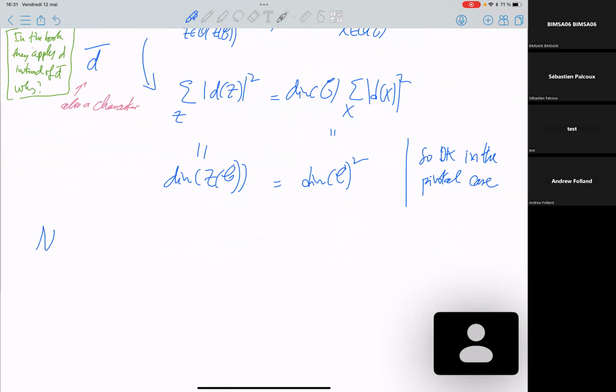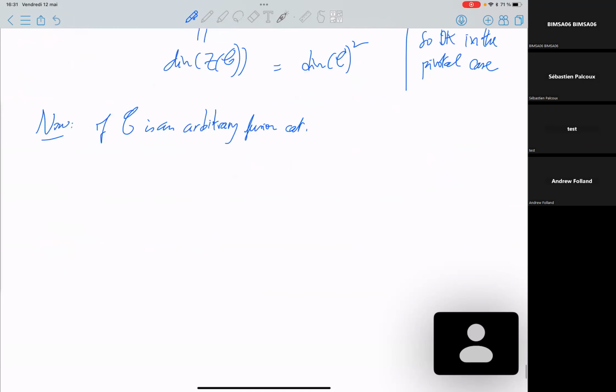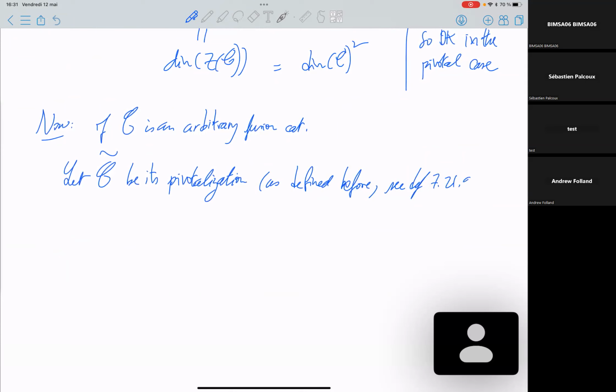Now, if C is an arbitrary fusion category, without assuming pivotal, let C tilde be its pivotalization, as defined before, in Definition 7.21.9.